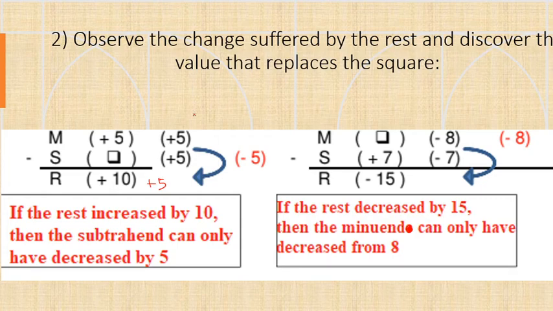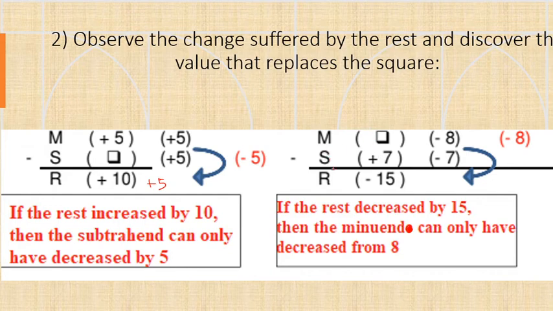Now, observe the change suffered by the rest and discover the value that replaces the square. So I have minuend minus subtrahend, the rest is plus 10. I added 10 units to my rest. So if the rest increased 10, and I also added 5 units to the minuend, I have to add also 5 units to my subtrahend. But remember that the operation for the subtrahend is the opposite. So if I want to add 5, I need to subtract 5 in the subtrahend.